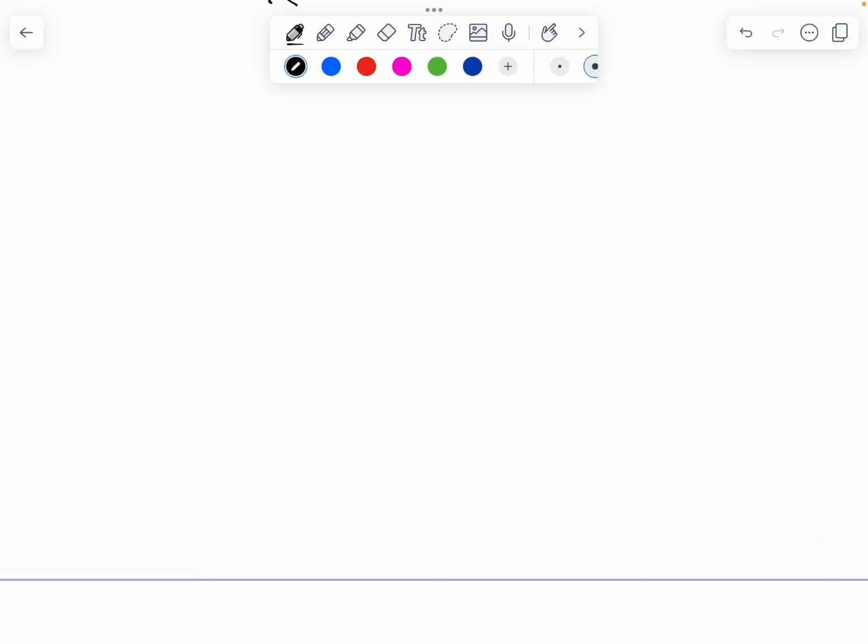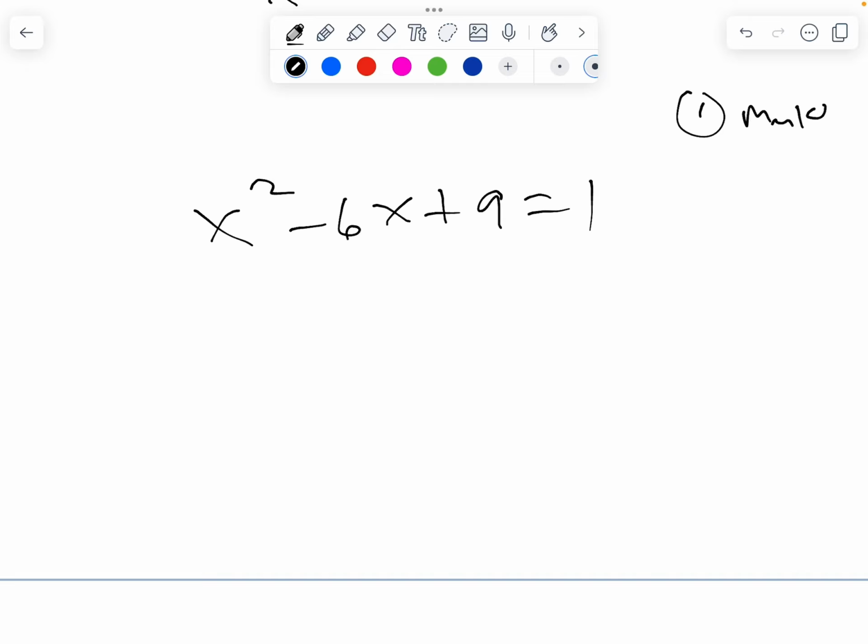All right, let's do this. What if it's x squared minus 6x plus 9 equals 1? Now we're on to the third box in your worksheet. Now, in this case, before we factor it, you have to make it equal to 0. So make it equal to 0. That's the most important thing. Okay, so make it equal to 0.